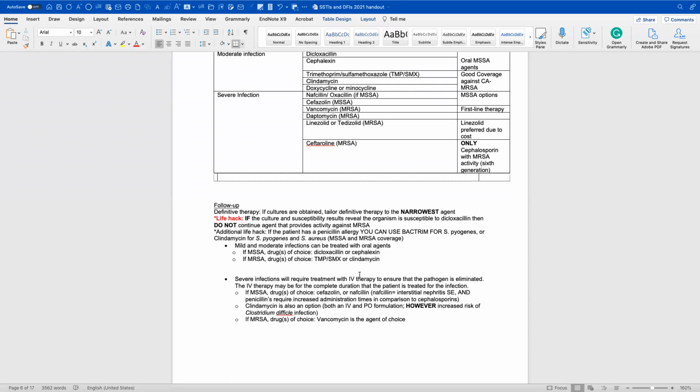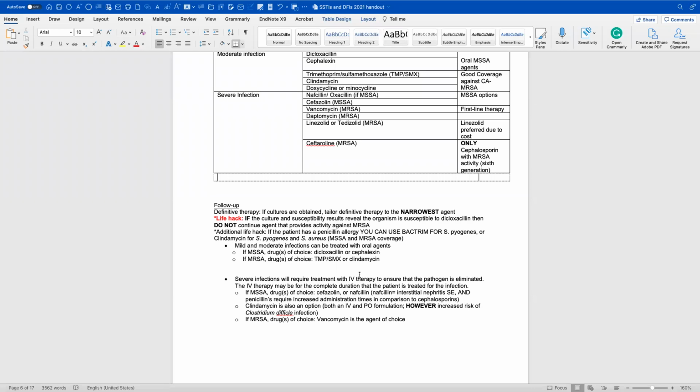If the culture and susceptibility results reveal the organism is susceptible to dicloxacillin, then do not continue an agent that provides MRSA coverage. Vice versa, if you ended up using a PO agent and you get results back, then of course you can scale back. Oftentimes though, if you start a patient on doxycycline, you'll just continue them for that course of therapy. It depends on how the patient presents, whether they're in a hospital when you get cultures back, or things of that sort.